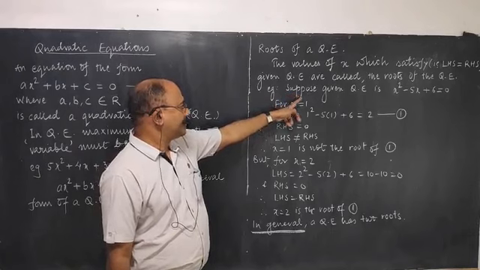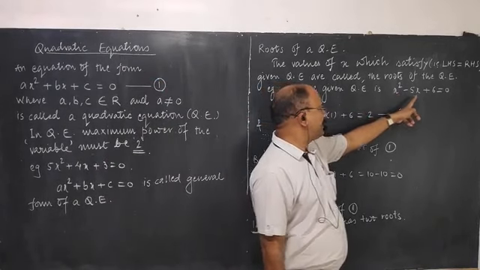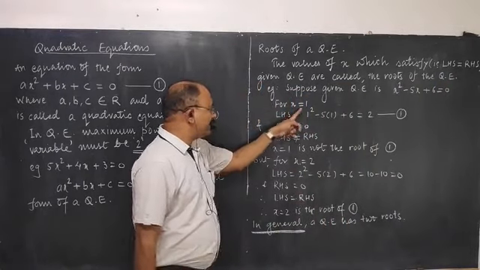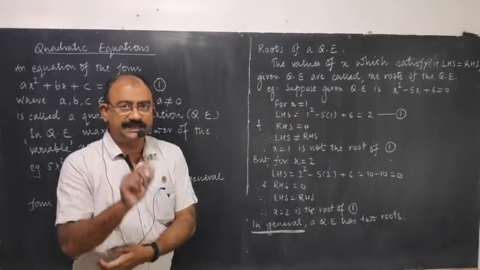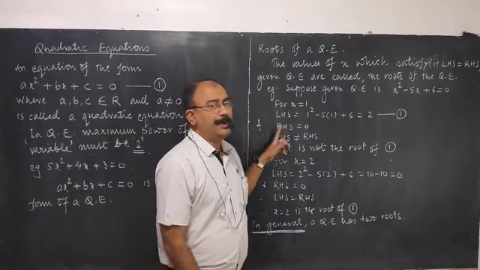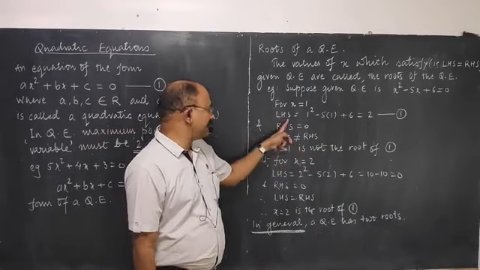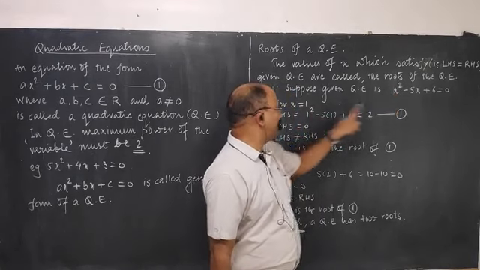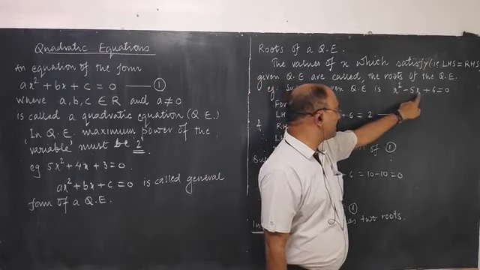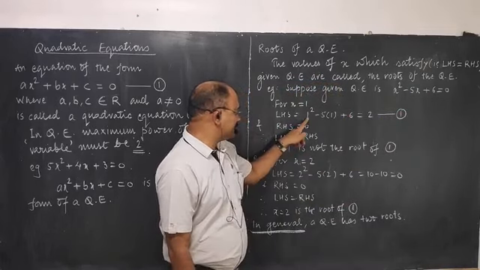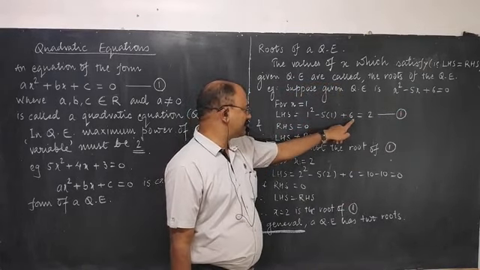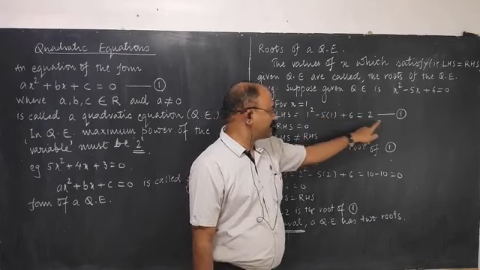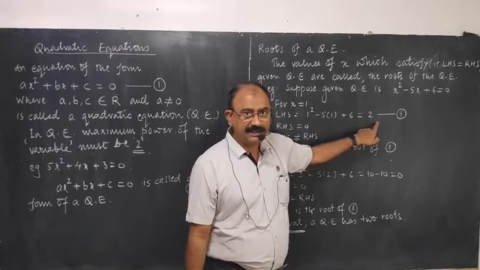Example is given. Suppose the given quadratic equation is x square minus 5x plus 6 is equal to 0, and the value of x is also given to you: x is equal to 1. Let me put this value in the left hand side. LHS is equal to 1 square minus 5 into 1 plus 6. If you simplify, this is 1 plus 6, 7. 7 minus 5 is equal to 2. So the value of LHS is 2.